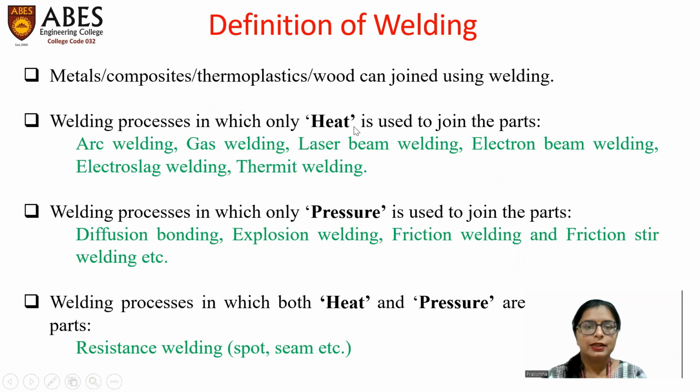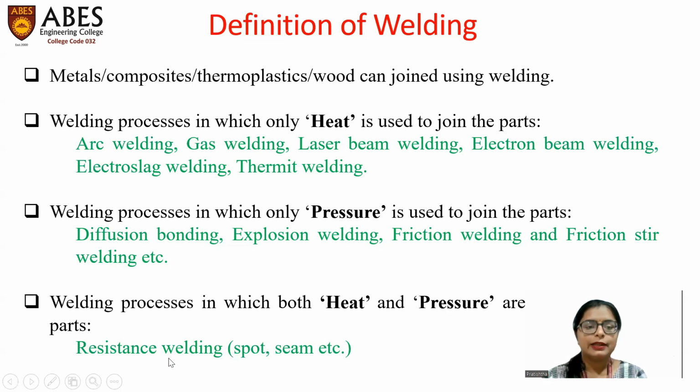I have categorized all the welding processes based on this mechanism of joining. There are some processes in which only heat is used to join the parts. They are arc welding, gas welding, laser beam welding, electron beam welding, electroslag welding, and thermite welding. Whereas in some processes, only pressure is used to get a joint, like diffusion bonding, explosion welding, friction welding, and friction stir welding. In some cases, both heat and pressure are used for joining.